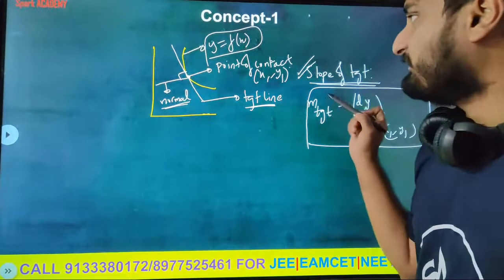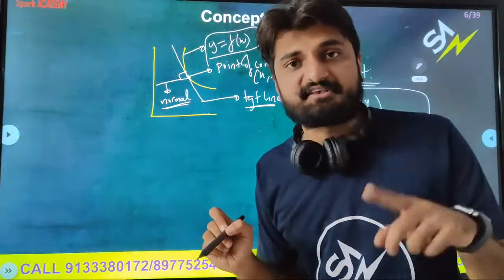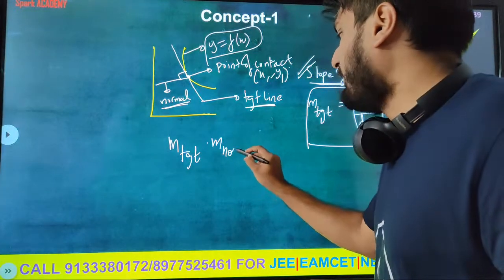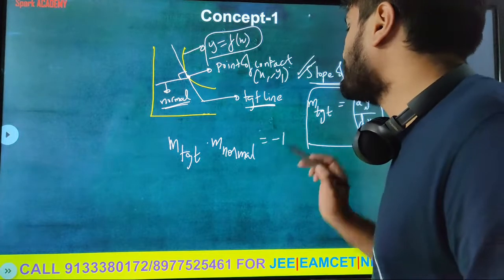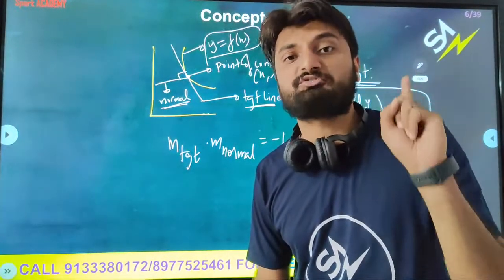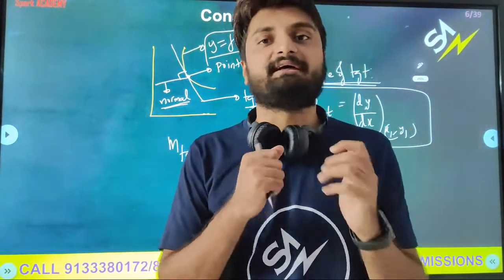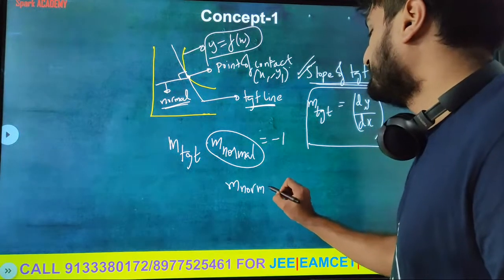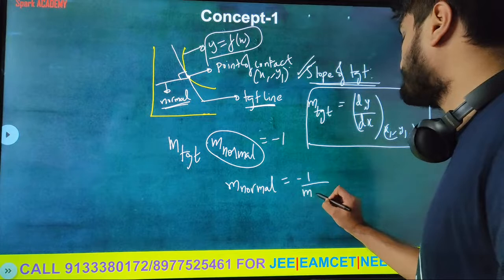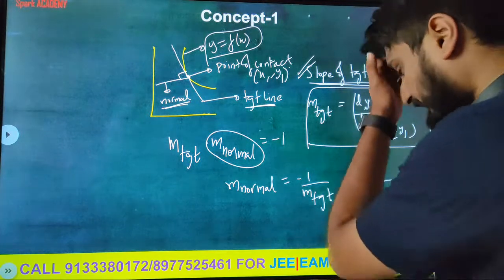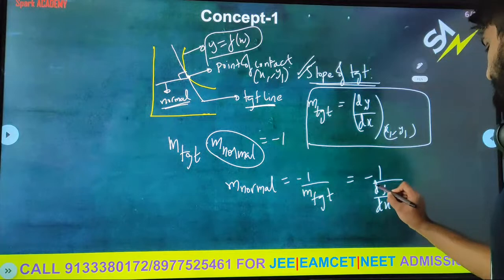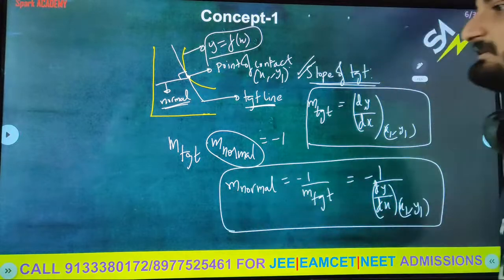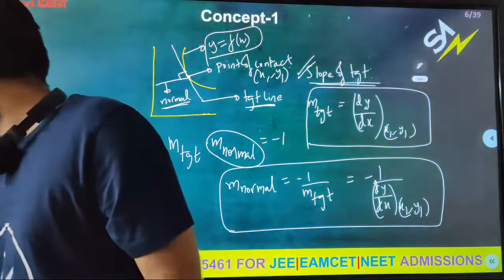Now normal, you know that since normal and tangent are perpendicular, slope of the tangent into slope of the normal is always equal to -1. Product of the slopes is -1 when the angle between them is 90 degrees. So basically slope of the normal, we can write it as -1 by the slope of the tangent, which is nothing but -1 by dy by dx at the point x1 comma y1. So this is called the slope of the normal.